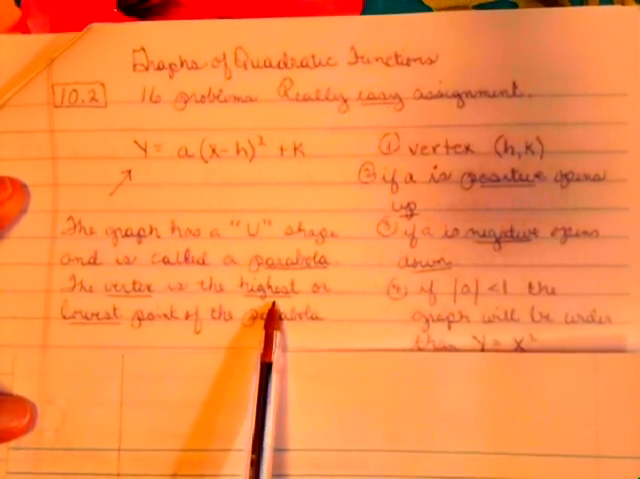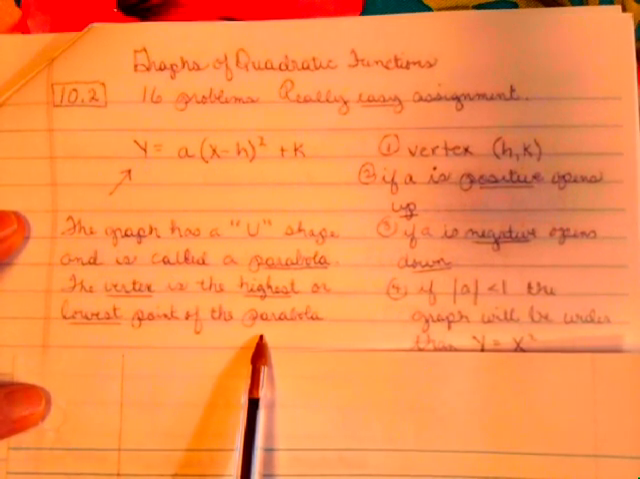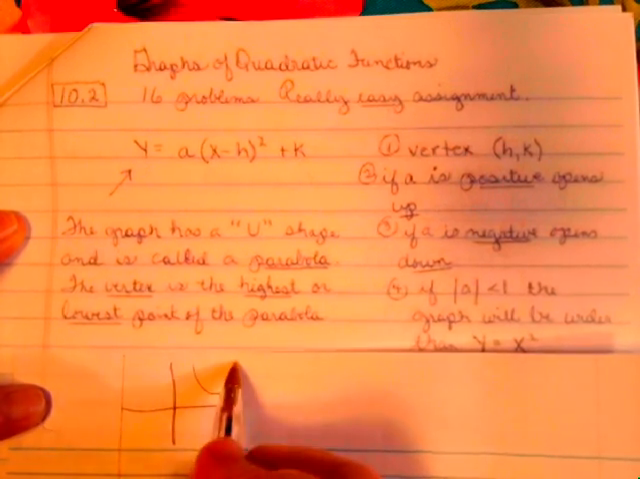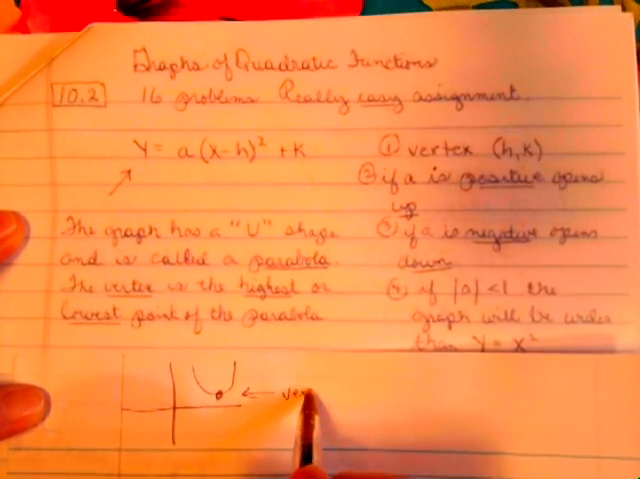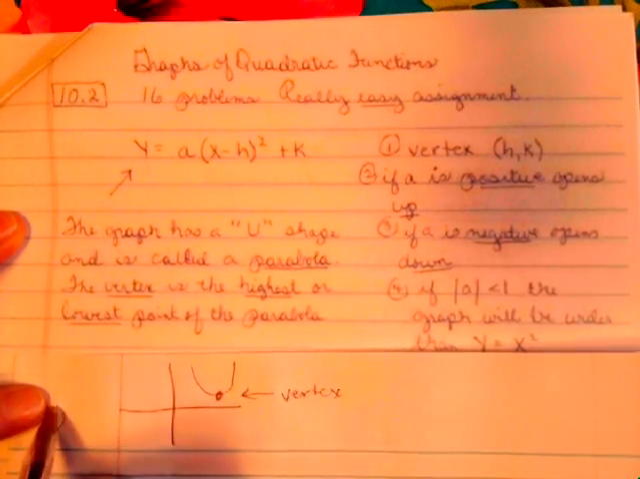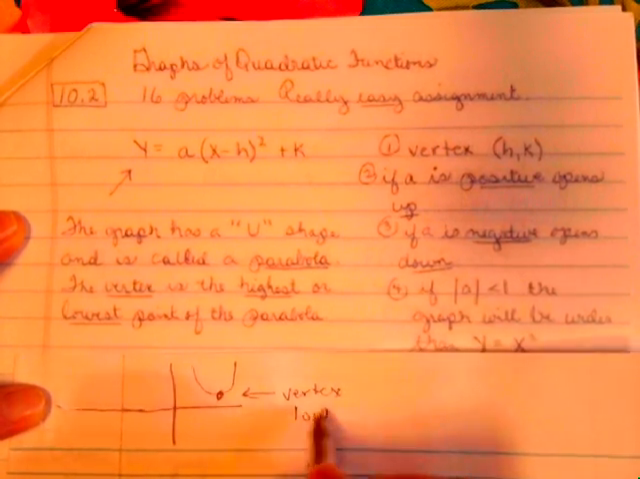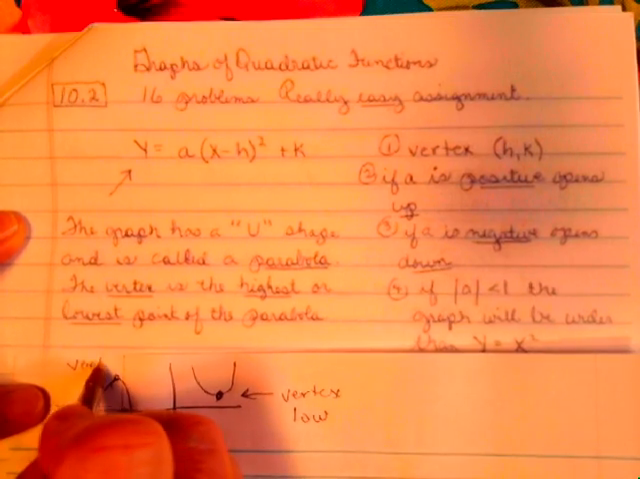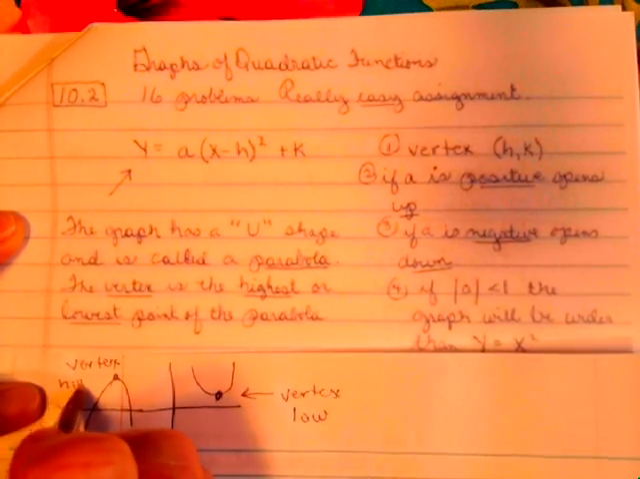The vertex is always going to be the highest or lowest point on a parabola. You know, it's looking like this. There's the vertex. That's going to be the lowest point. If it opens down, there's the vertex. It's going to be the highest point.